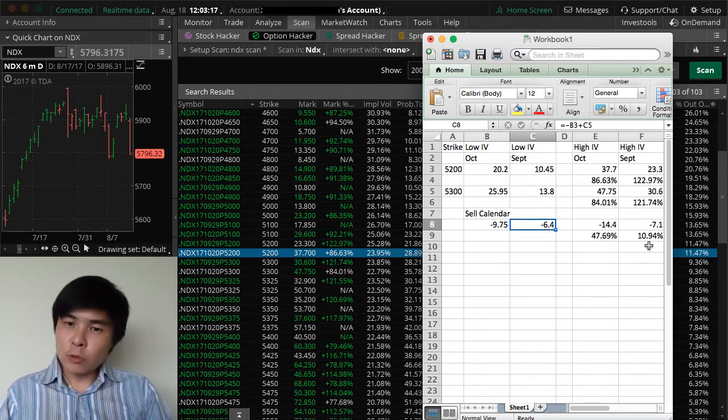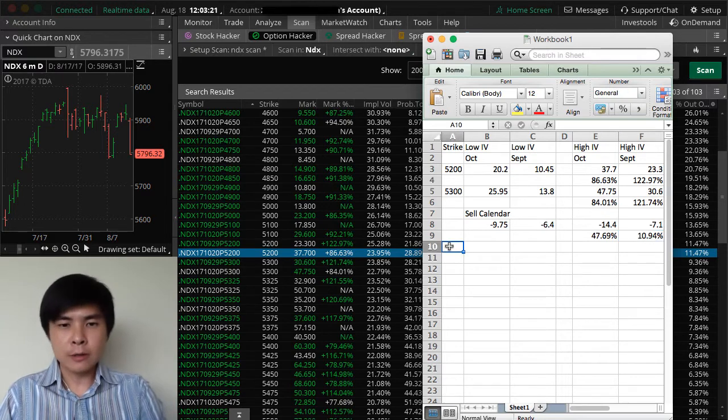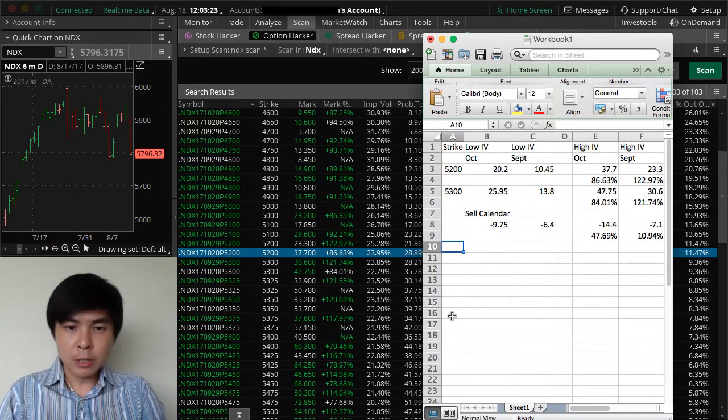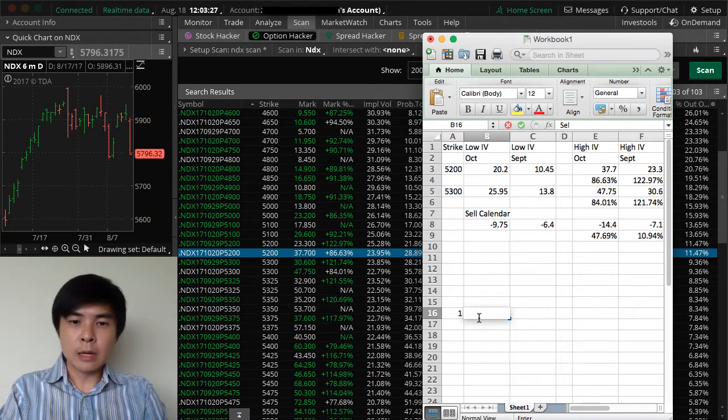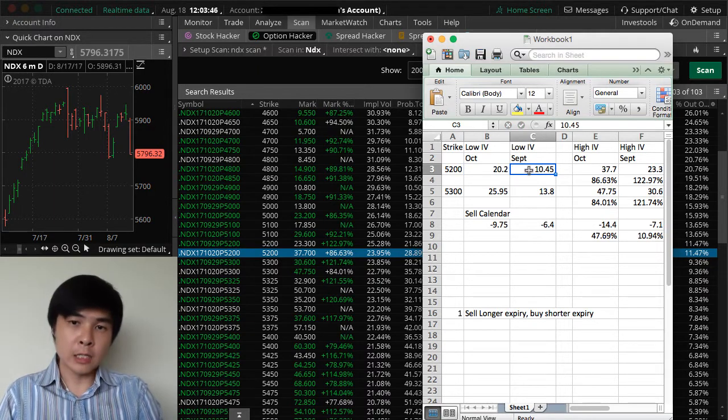Right, so you'll be wondering, 10%. Okay, so let me just summarize. First point. Sell longer expiry, buy shorter expiry. So that's the first thing that you will do to create a calendar spread.